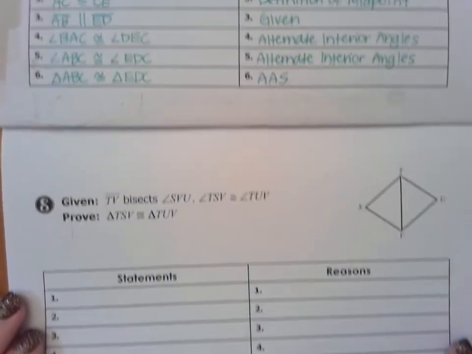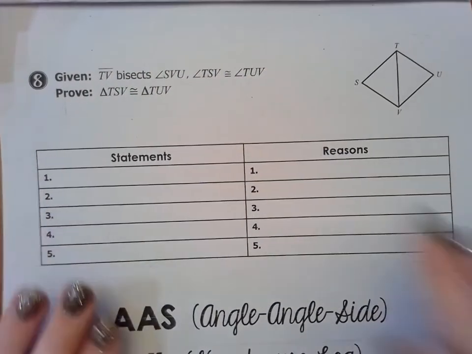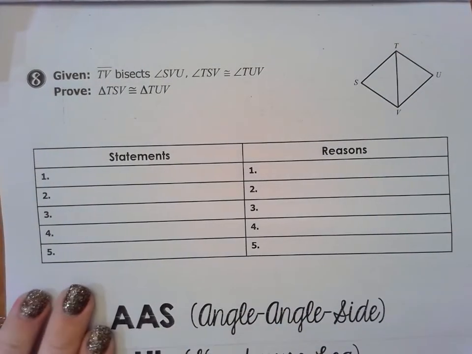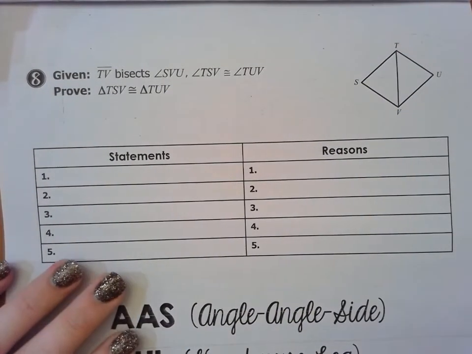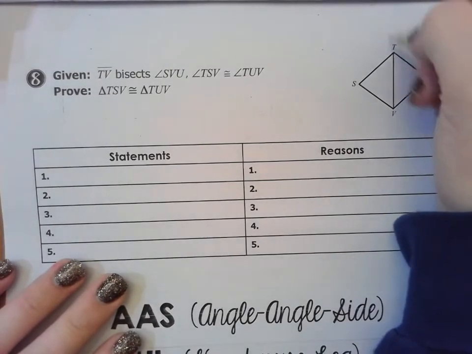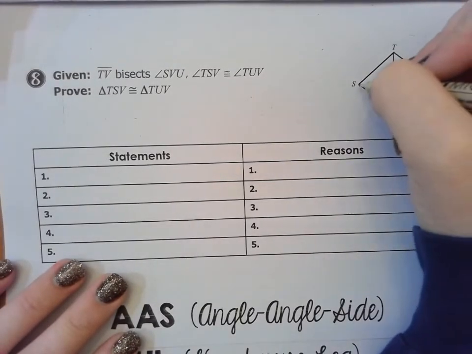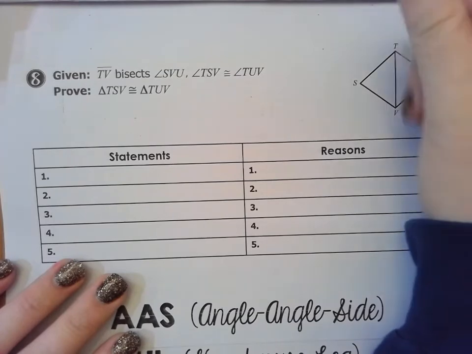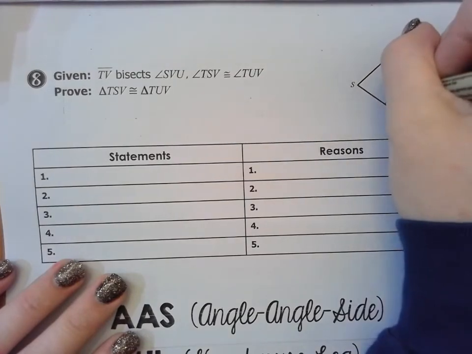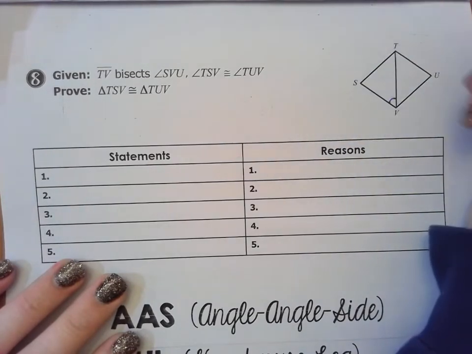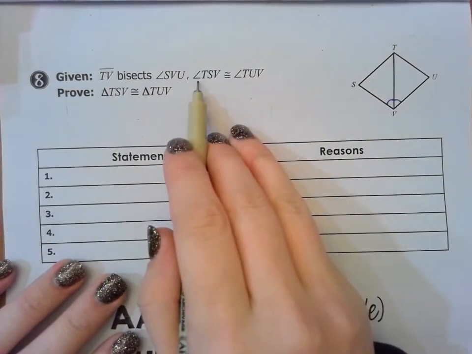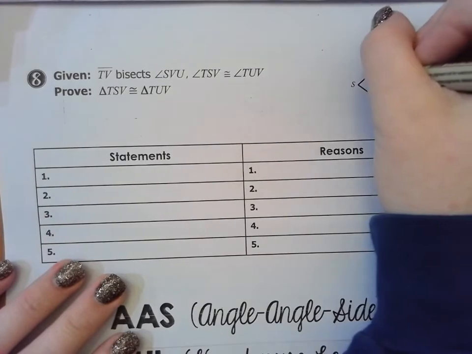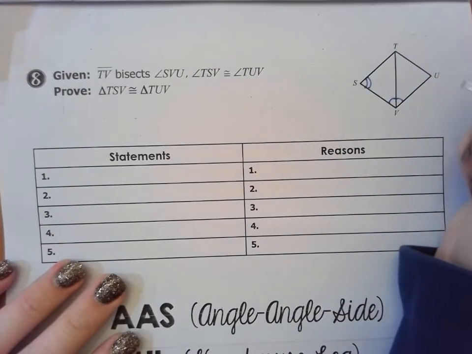Now we can look at number 8 and try to prove these two triangles congruent by the angle, angle, side postulate. So we're given that TV bisects angle SVU. By definition of the angle bisector, SVT would be congruent to UVT. Then we're given that angle TSV is congruent to angle TUV.